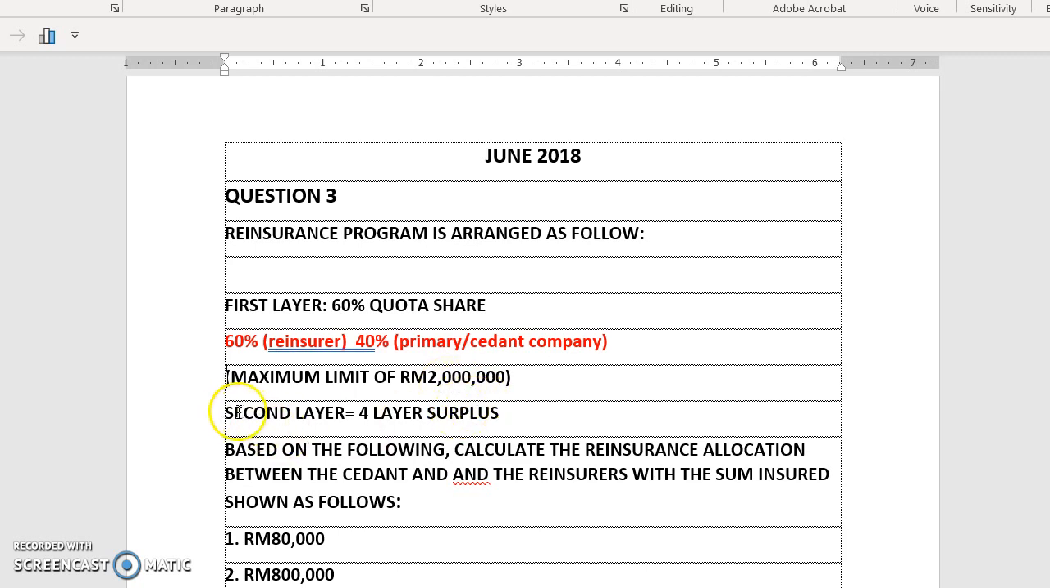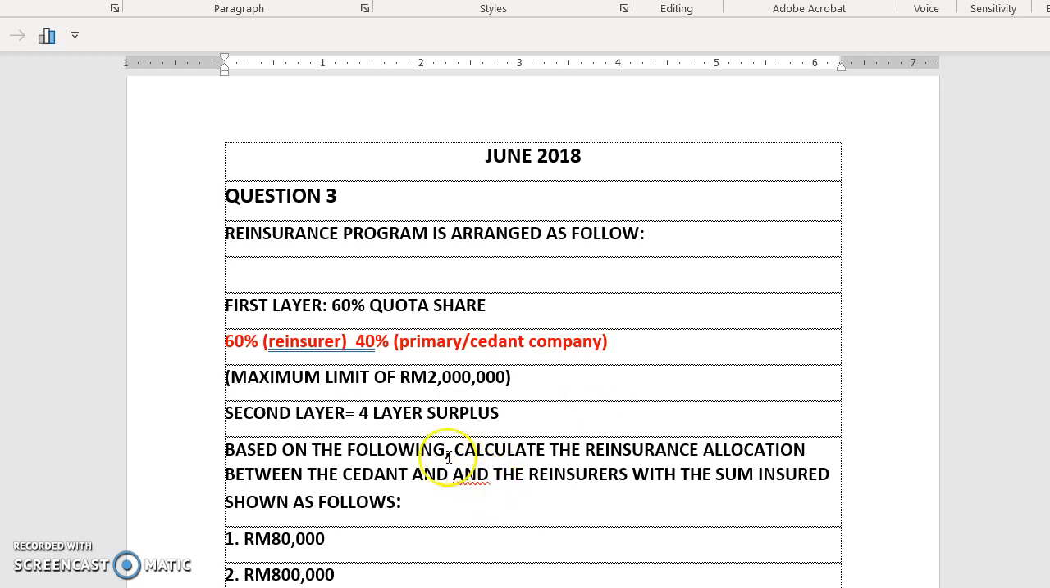In the question it is also stated that they have a second layer, which is a 4-line surplus. So if there is any surplus amount, the reinsurer will pay under the 4-line surplus. Later we will continue with the meaning and how to calculate the 4-line surplus.